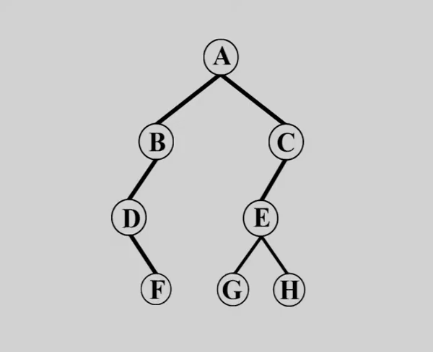Let us summarize these terms taking another tree. In this tree, there are a total of 8 nodes and 7 branches. A is the root node. Nodes B, C, D, E, F, G and H are successors of A. A is the parent or predecessor of B and C. Even A is the predecessor of D, E, F, G and H. Nodes F, G and H are leaf nodes, whereas nodes A, B, C, D and E are non-leaf nodes.